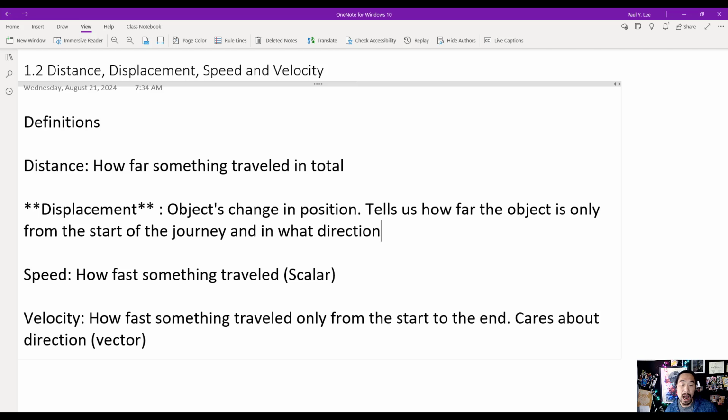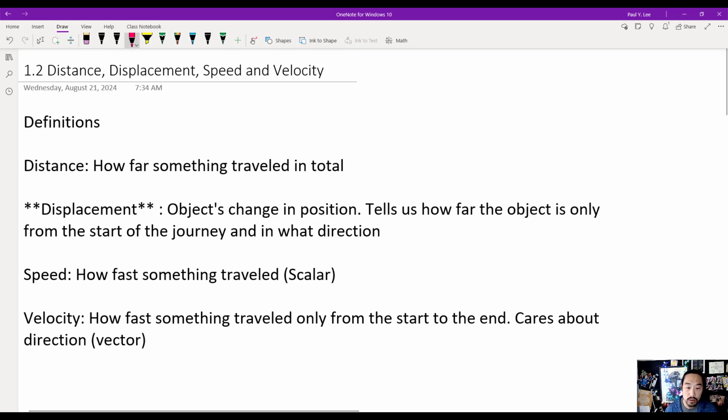Displacement is the object's change in position, and here's the important thing. It only tells us how far the object is from the start of the journey to where it ended, and the kicker, the direction. So the direction does matter. And as a reminder from the previous notes, anytime we have something that deals with direction, this is what we call a vector.